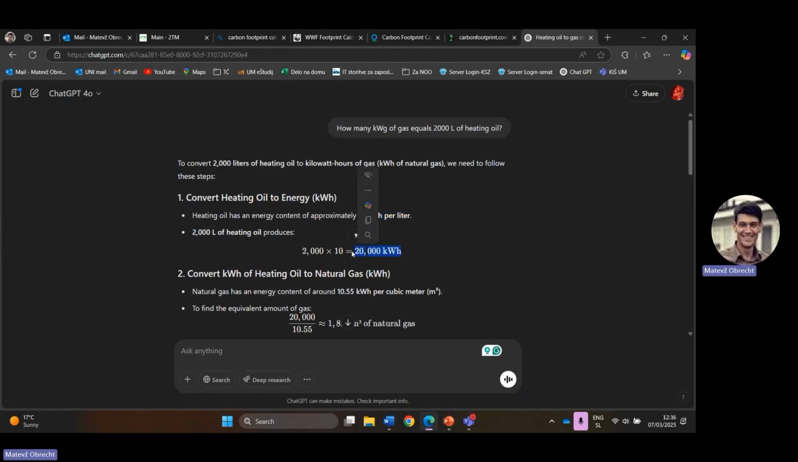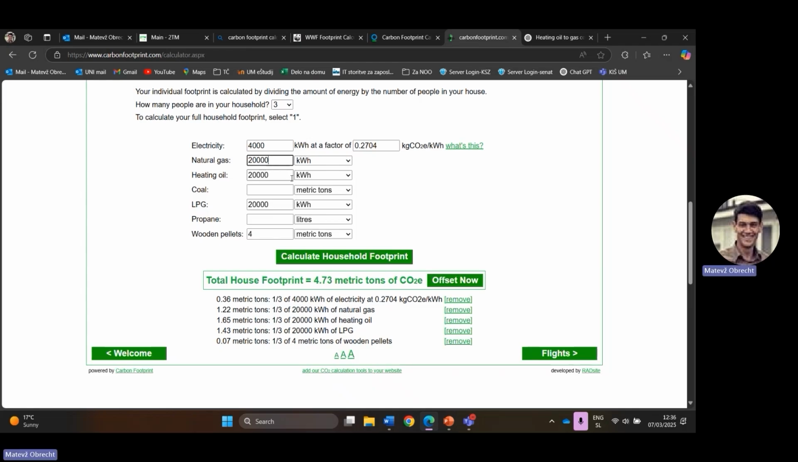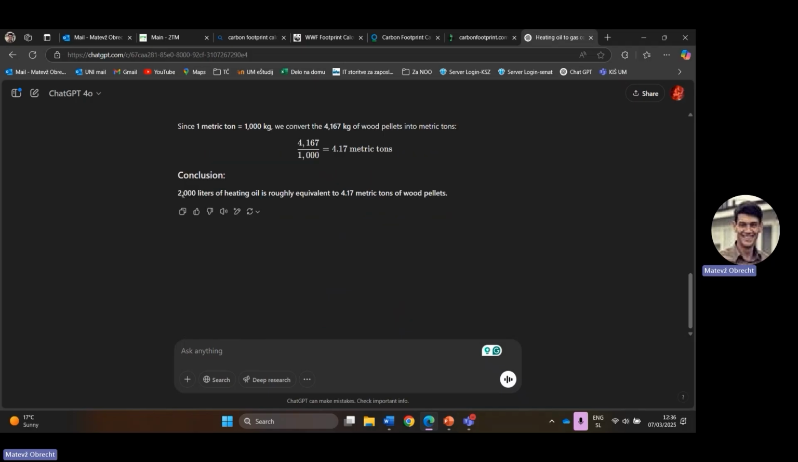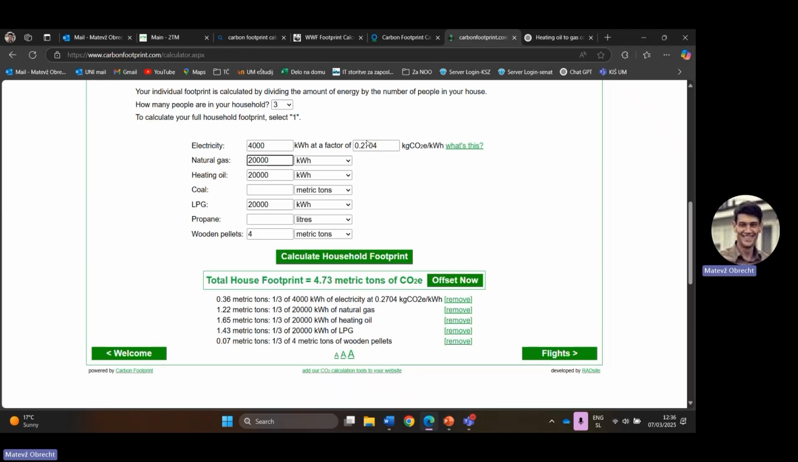So that means you have 20,000 kilowatt hours of energy, heating oil. You can equal that with natural gas, you can equal that with LPG, you can equal that with approximately, you have it here, for example, 2000 liters of heating oil is roughly 4.17 metric tons of wooden pellets. So use AI to help you. Wooden pellets, and you have the calculation. Here you can see what the differences are.